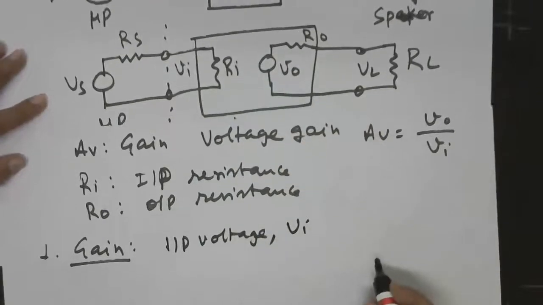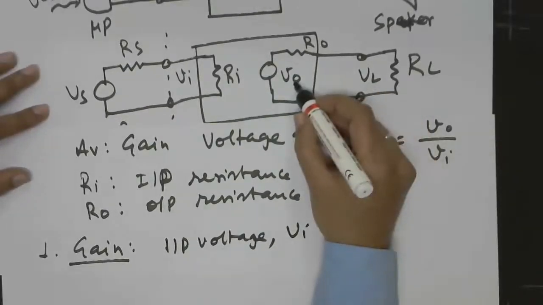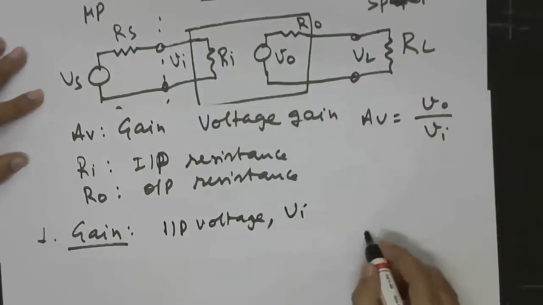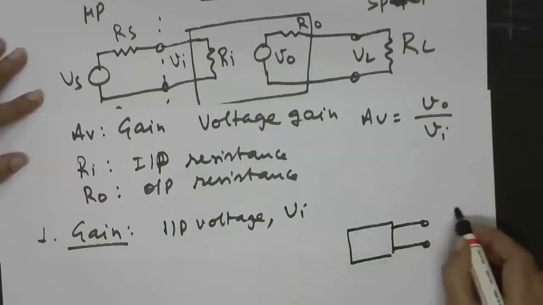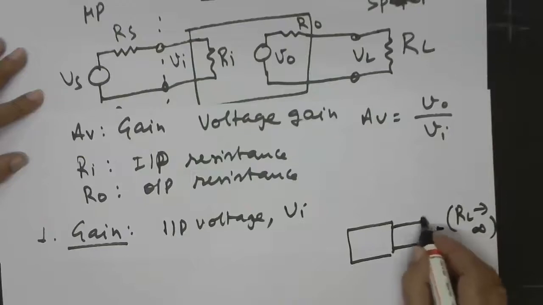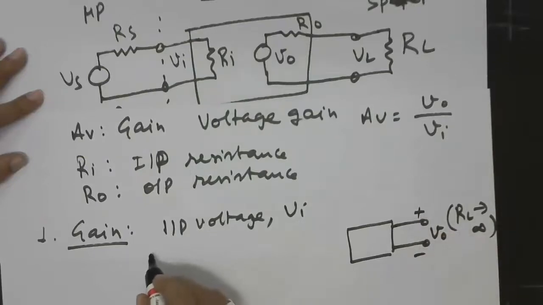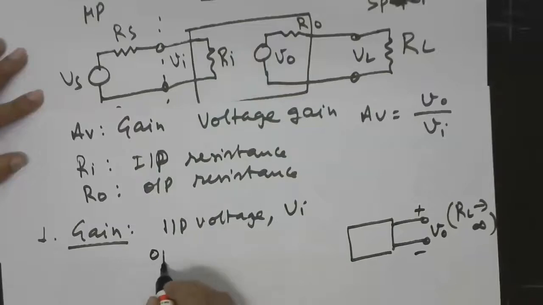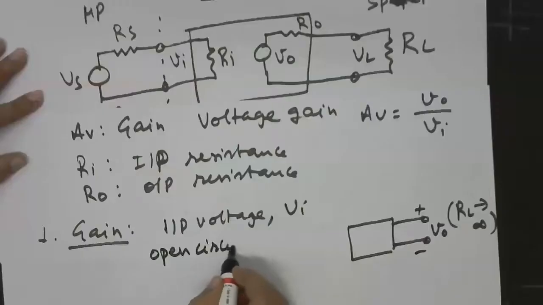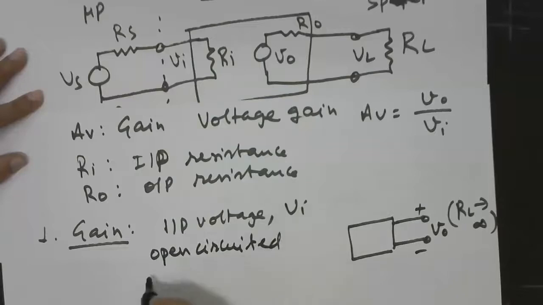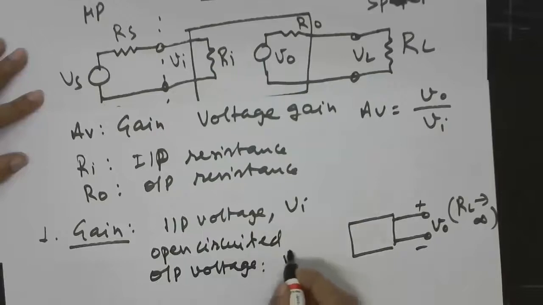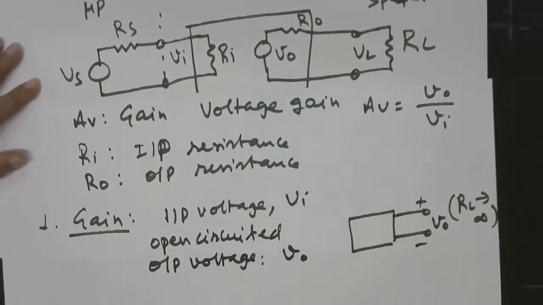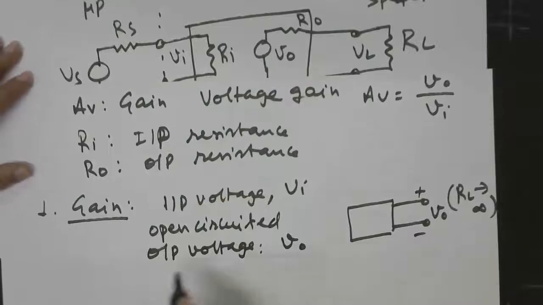But what is VO? VO is actually the open circuit voltage that you will see. So you take the amplifier, keep the output port open. That means you make RL infinite. In this case, the voltage that you will see is going to be VO. So this is basically the open circuited output voltage. So VO is this thing. So you find out these two voltages and then take the ratio.